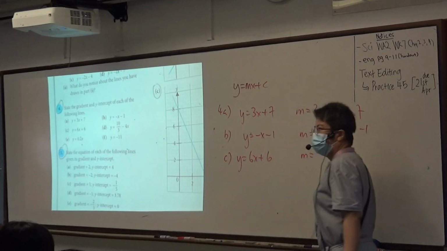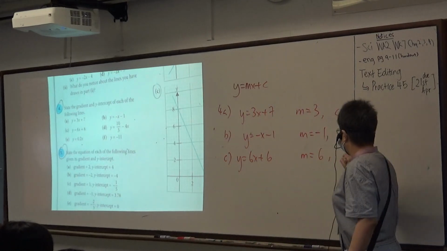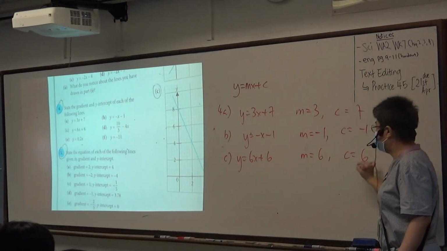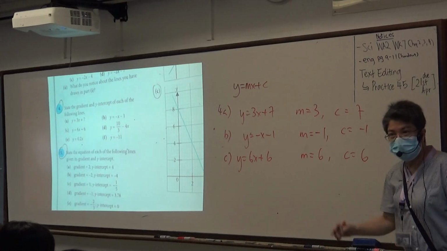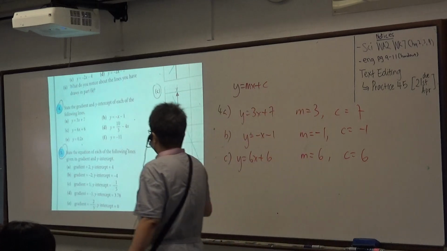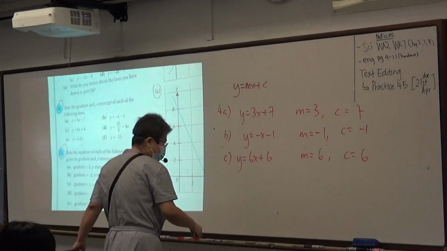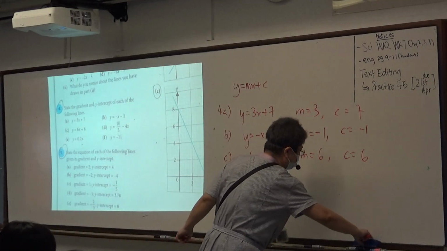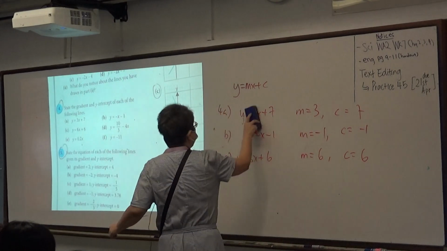Okay, now, next one, part C. What's the gradient? 6. What's the y-intercept? Also 6. Can you see? I'm doing it together with you so that you know how to present. Okay? Now, let's look at part D.